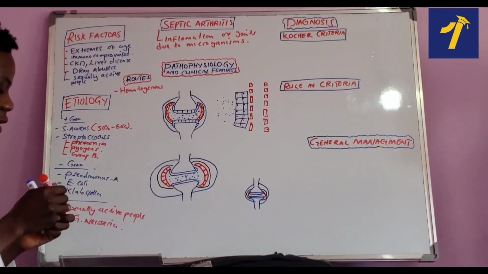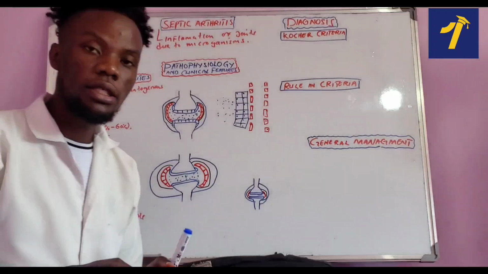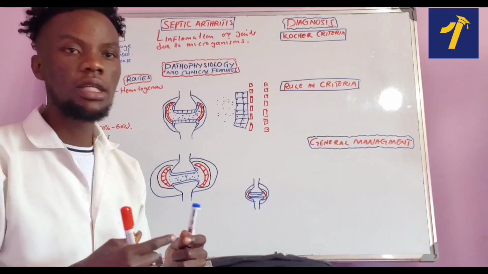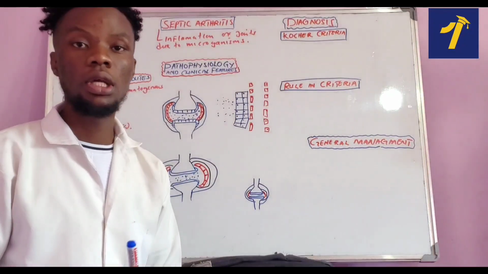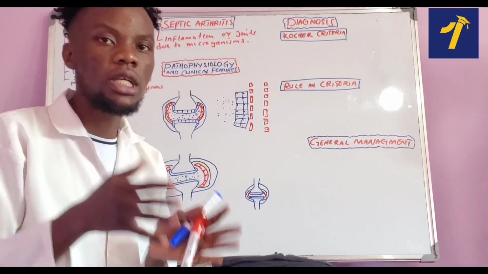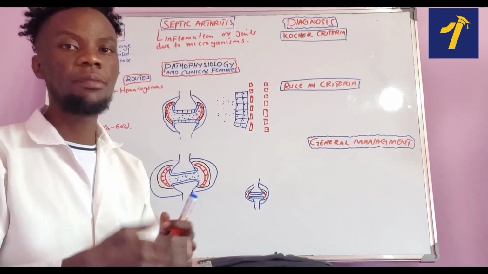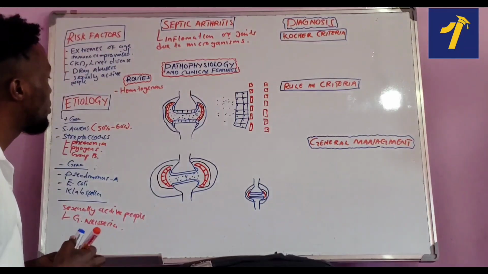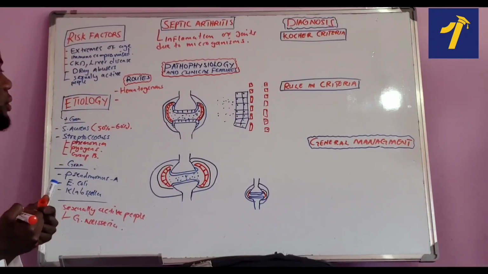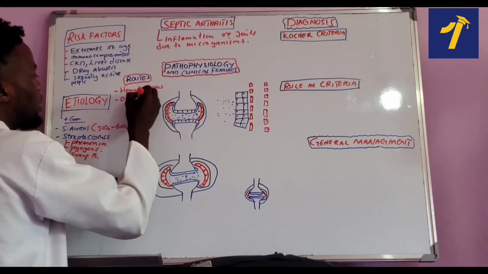So the hematogenous route is the common route used by these microorganisms. And hematogenous, what does it mean? It means that since we're talking about bacteria, they go into the blood, and the blood vessels transport those bacteria to the joint site, so that inflammation can start. So that's the common route. Then the next route is direct inoculation.